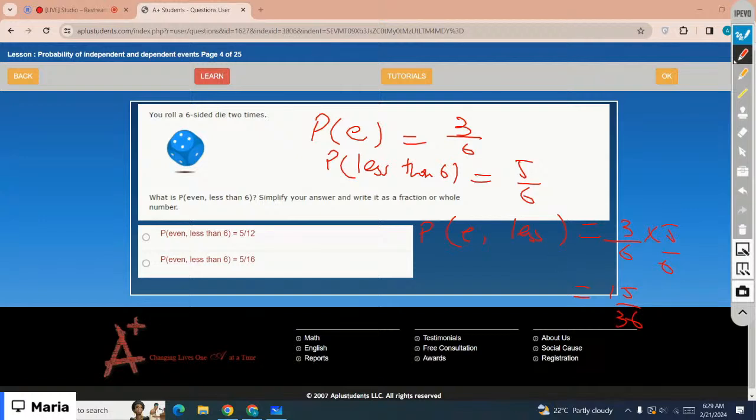So when you divide it by 3, the correct option is, you can divide them by the common factor 3. So the correct option is 5 over 12. Option number 1 is the correct option. That is 5 over 12. Got it?